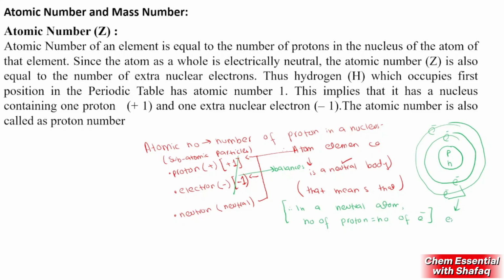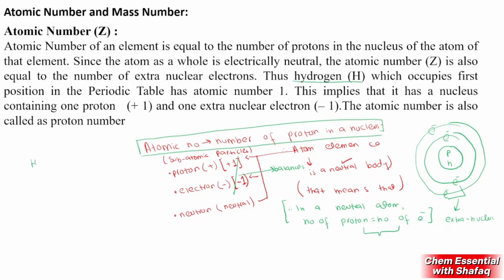Okay, so extra nuclear electrons means the electrons which are present outside the nucleus. So if an atom is an electrically neutral body, in that case the number of protons is equal to the number of electrons, and atomic number is the number of protons in a nucleus. Okay, here we can discuss the example of the hydrogen atom.